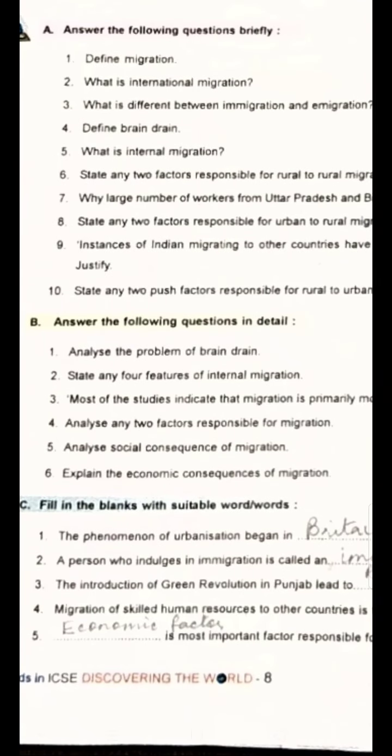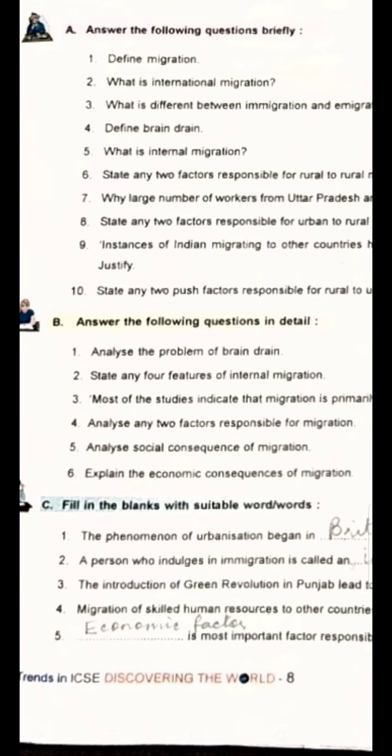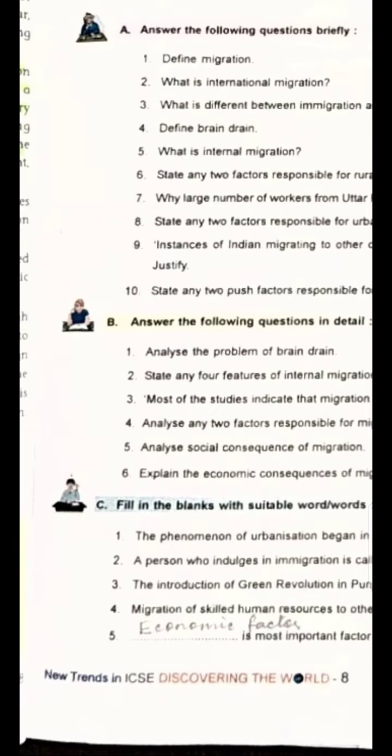Yes, page number 39, and now we come to the fill in the blanks. The phenomena of urbanization began in Britain in the late 18th century. So children, write that the first blank, the phenomena of urbanization began in Britain in the late 18th century. Next, fill in the blank. A person who indulges in immigration is called an immigrant.